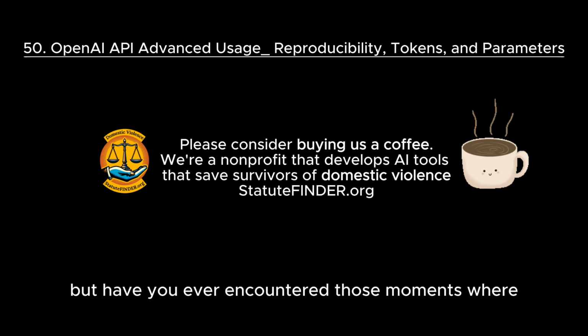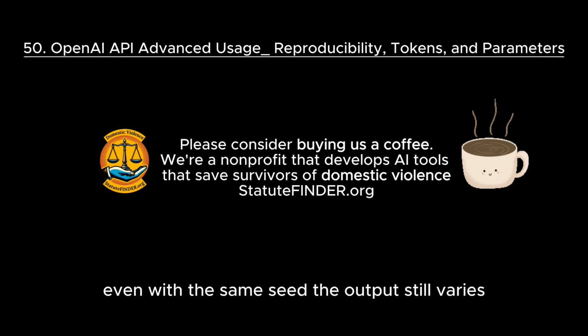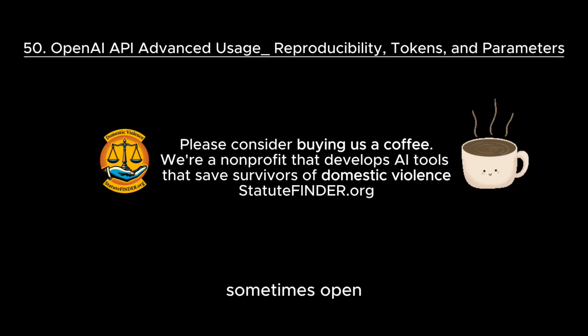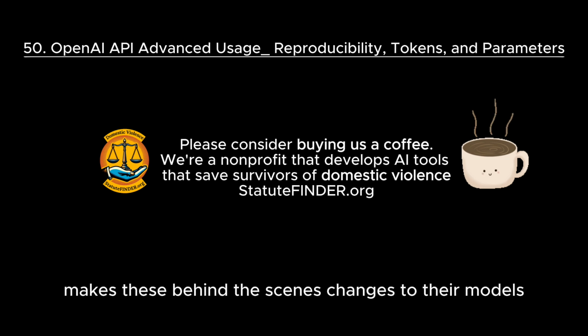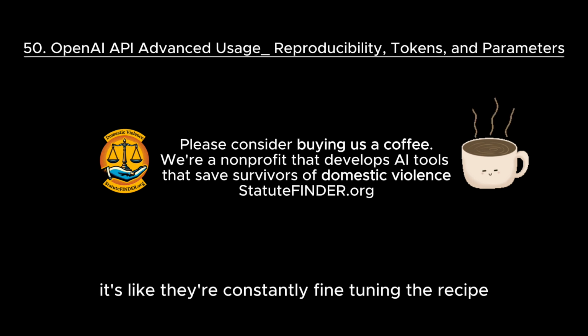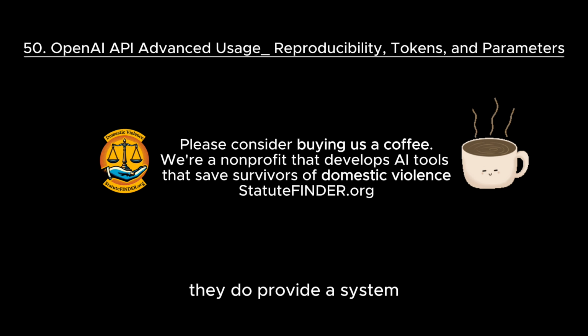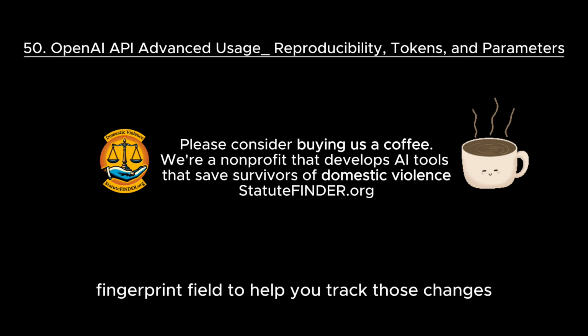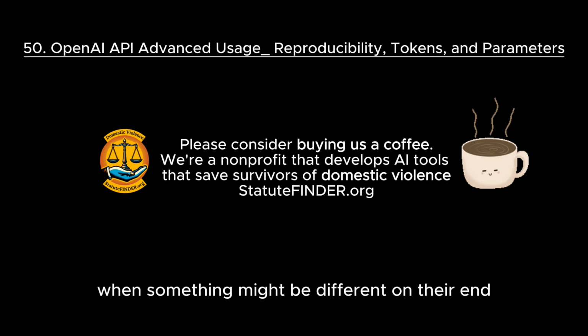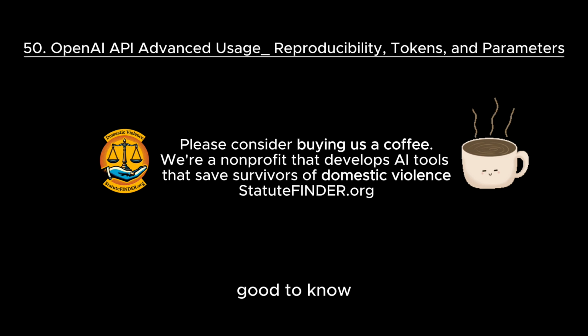I like it. But have you ever encountered those moments where even with the same seed, the output still varies? That can happen, yeah. Sometimes OpenAI makes these behind-the-scenes changes to their models. It's like they're constantly fine-tuning the recipe. They do provide a system fingerprint field to help you track those changes, so you know when something might be different on their end. Good to know.